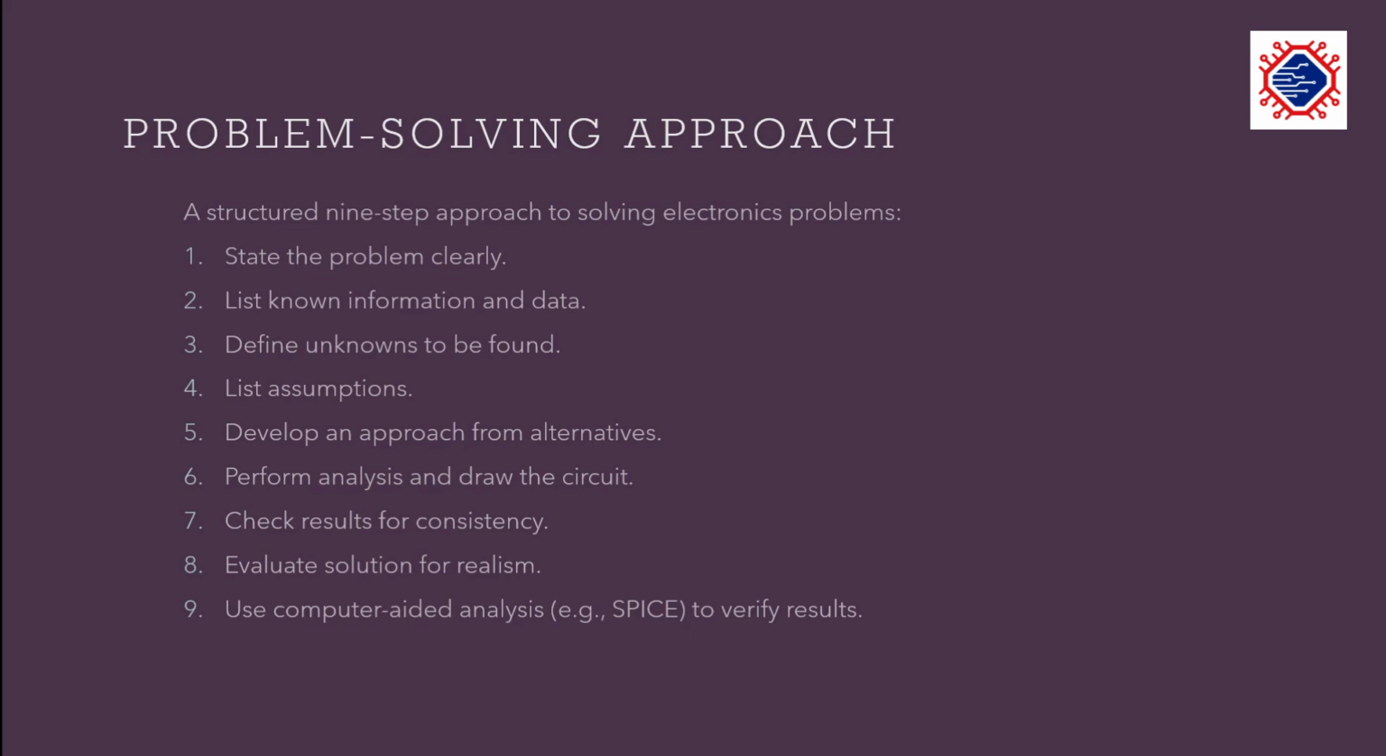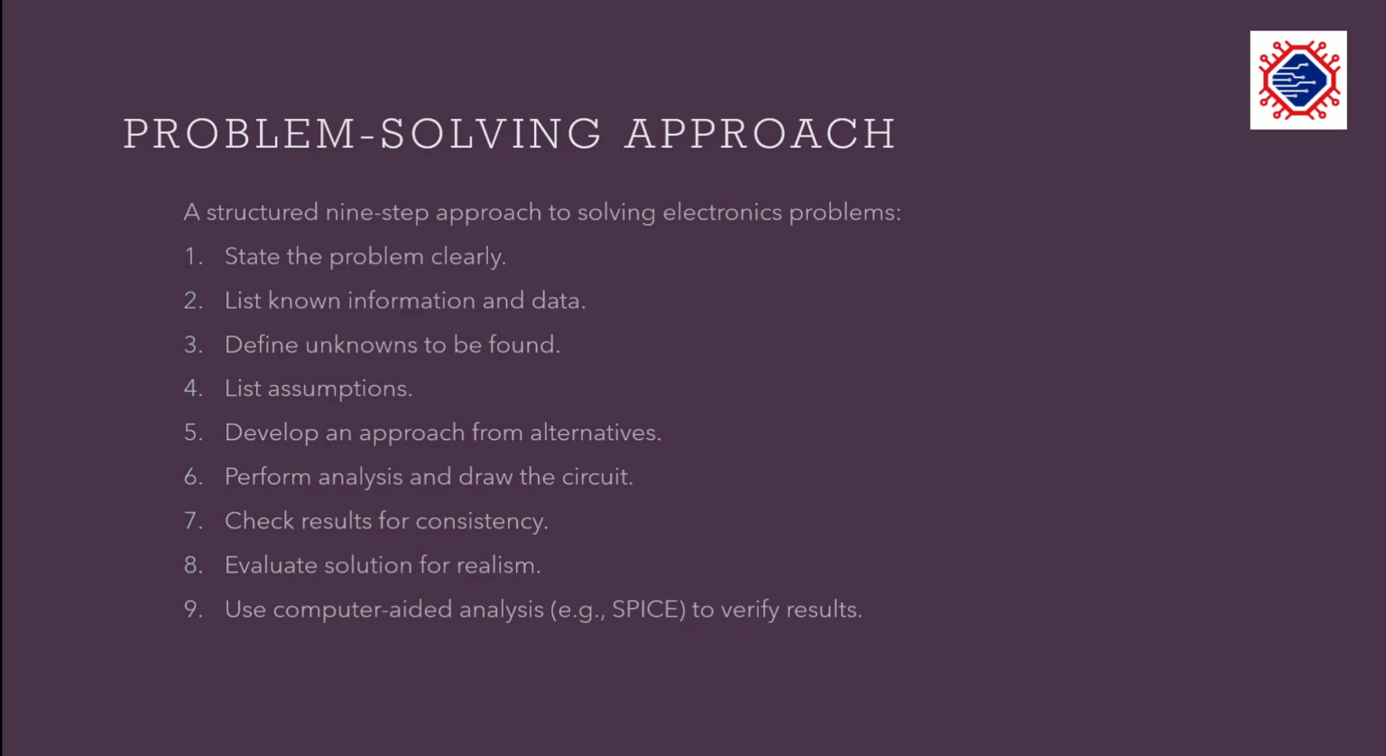6. Perform analysis and draw the circuit. Conduct a detailed analysis using the chosen approach. This often involves mathematical calculations, circuit simulations, or hands-on testing. Draw the circuit diagrams clearly, label all components and variables, and show the connections. 7. Check results for consistency. After completing your analysis, review the results to ensure they make sense. Verify the calculations, check for any errors, and ensure all unknowns have been addressed. Consistency checks might include comparing against known values or physical principles.